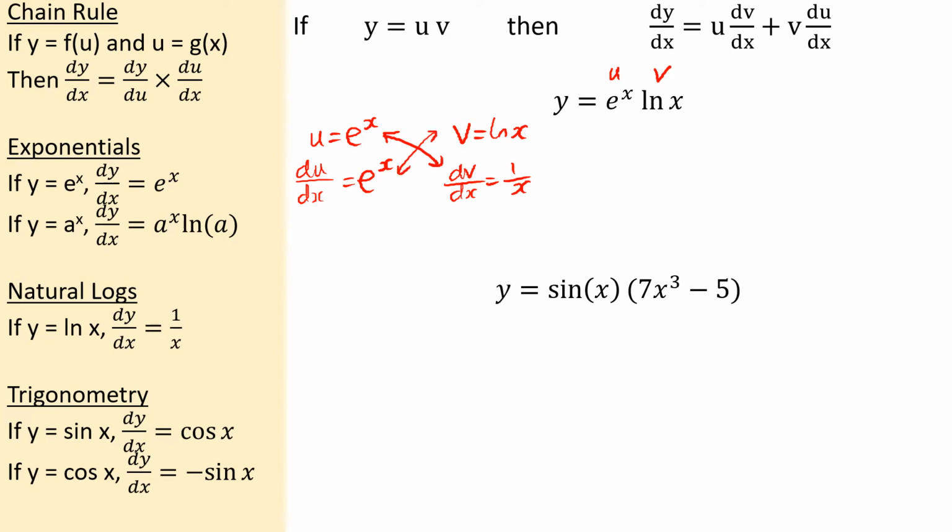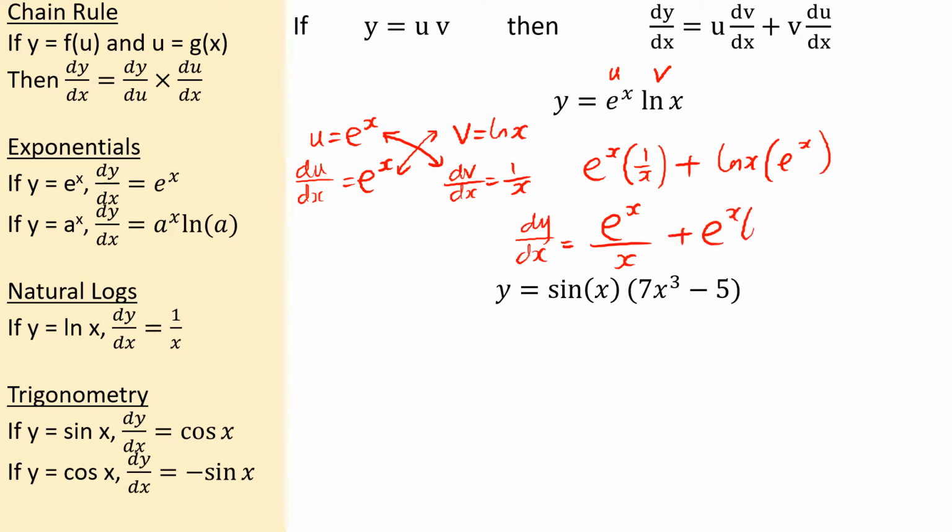So we're going to have u dv dx. So that's going to be e to the x times 1 over x. And then v du dx, so plus ln x times e to the x. We then want to try and expand and simplify what we've got, but that will give us e to the x over x. I should say this is dy dx we're finding, plus, let's stick the e to the x at the front, e to the x ln x. That's it.